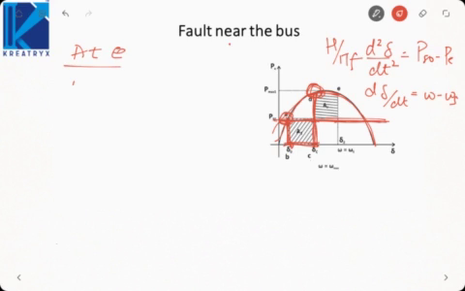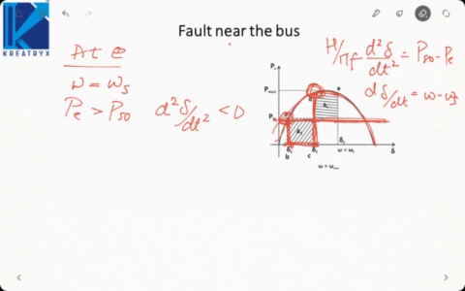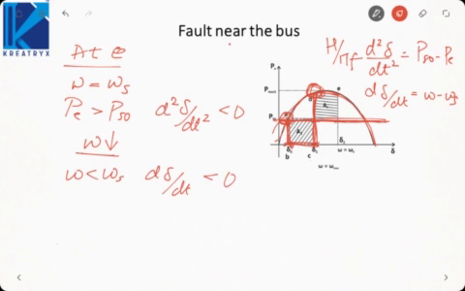This is E point. Speed again becomes equal to omega s, but PE is greater than PS naught. So d square delta by dt square is less than 0. So that means speed reduces, or we can say omega decreases. If omega decreases, it will go less than omega s. So d delta by dt will be less than 0. So delta will also reduce. That is, we will start going back from point C to point E towards point D.